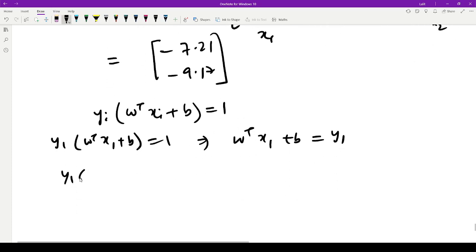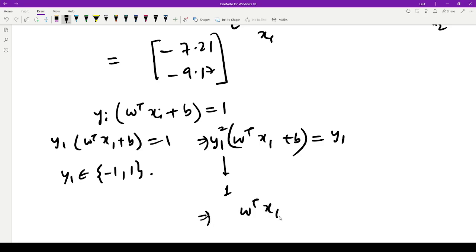Why? Because Y1 belongs to minus 1 or 1. So if I multiply Y1 on both sides, it will look like this. Y1 squared of this, and this is Y1. So Y1 squared will always be 1, which gives us W transpose x1 plus b equals y1. Else, we can also write it like this, y1 minus W transpose x1. This is what we need.